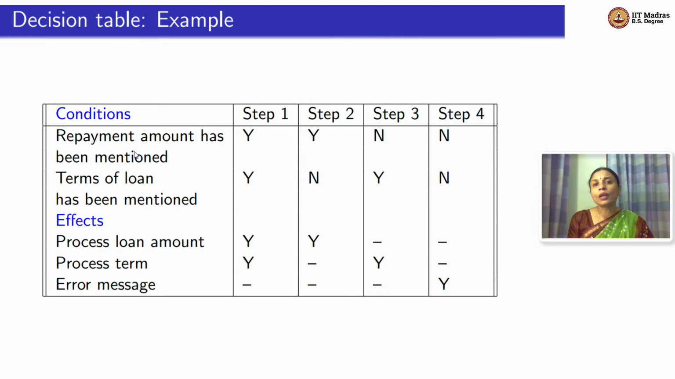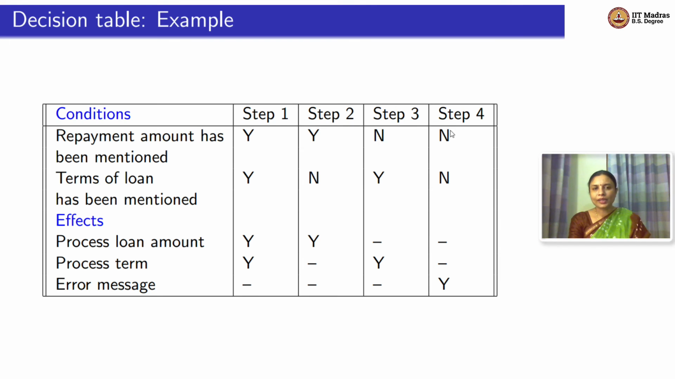The next one could be that the terms of the loan have been mentioned. Interest rate is fixed at a certain percentage. Interest rate is floating based on the market demands, and so on and so forth. So there could be a set of conditions which talk about what conditions can be imposed on the inputs, and each of those conditions influence some other condition and they result in some effects. So here, for example, there are two conditions. Repayment amount has been mentioned, term of loan has been mentioned for some software that processes loans of a bank. So Y stands for yes, N stands for no.